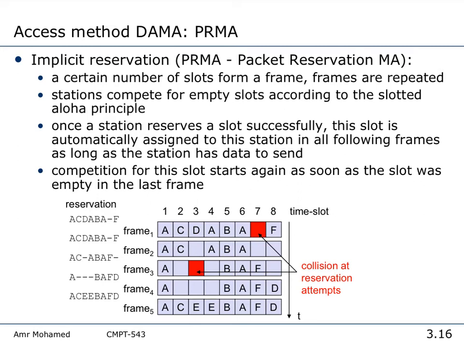Once node F accesses this successfully, node F will keep sending until it has no further data to send. So as you can see here, once a node seizes the time slot, it keeps it: A all the time, D all the time, F all the time. So this is an implicit reservation which tends to increase the efficiency compared to the normal slotted Aloha.